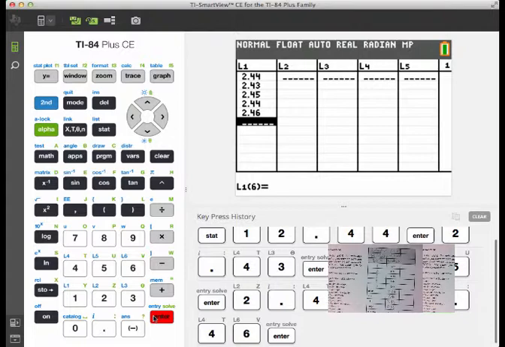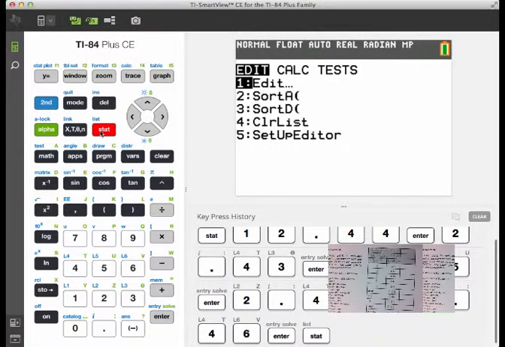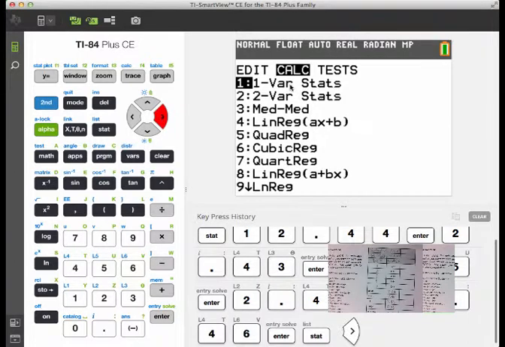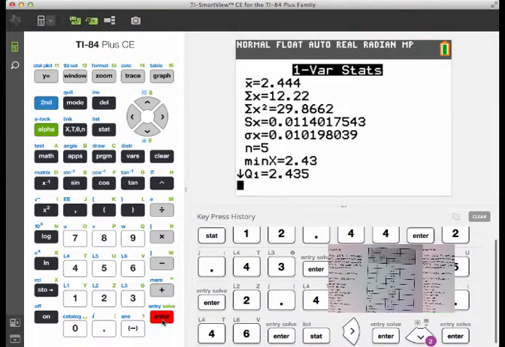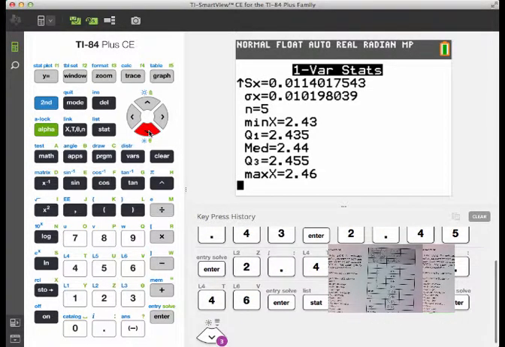Our next step is to calculate some statistics on this data. And so statistics is the stat button. And calculate. And we want to calculate the one variable statistics. So we hit enter. It has selected list 1, and it just so happens that that's where our data is. We will arrow down to calculate, and we will hit enter. And it will calculate all of these statistics for us. We can see the mean and the sum and the standard deviation and min. And if we arrow down, we can find the max.